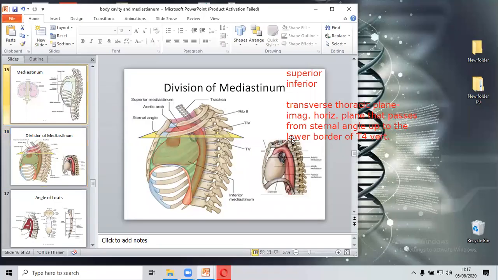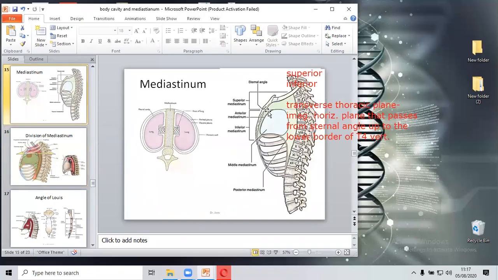Okay, see here. Now, in the previous picture, can you see one line here? This line represents the transverse thoracic plane. This junction here is the sternal angle. So from the sternal angle to the lower border of T4, just draw one line here. Just above this line, this part is the superior mediastinum. Just below it, this whole thing is the inferior mediastinum. Okay. Now see here. Now again.